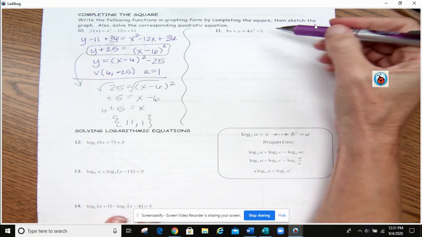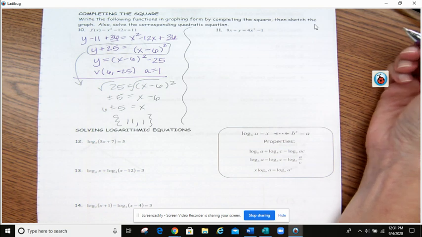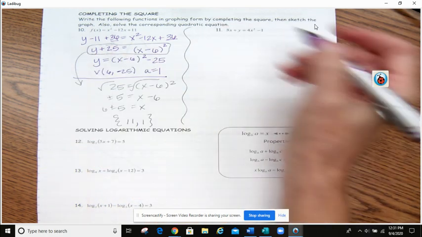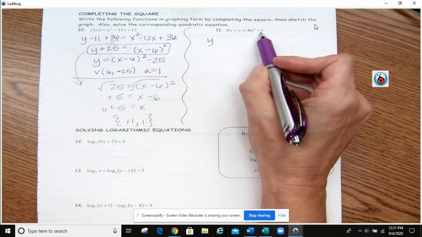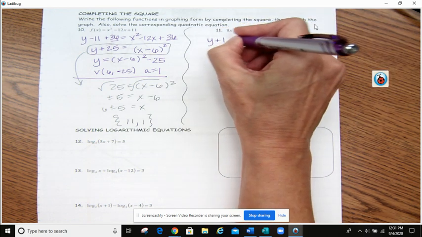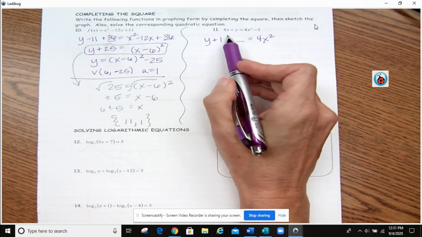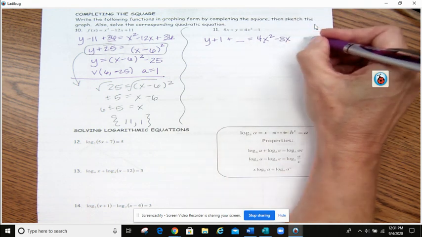Remember, the a value is the coefficient on the quadratic term, and that's 4. So we've got a little more to pay attention to. I'm going to start the same way I did before. I want the y, and then I want to move the constant to the same side as the y. So I'm going to add 1. I'm going to leave room to complete the square. I'm going to have the quadratic term, and then I want the linear term on the same side as the quadratic term. So I'm going to move that over there and then leave room to complete the square.